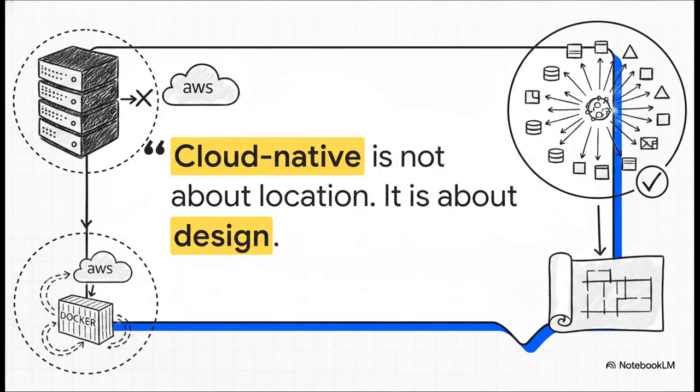Okay, let's dive into this because we really need to clear up a massive misconception right out of the gate. A lot of folks think that just taking an old traditional virtual machine and dragging it over to AWS, or maybe wrapping some legacy code in a Docker container, magically makes an application cloud native. But actually, no. That is just cloud hosted. Being cloud native has absolutely nothing to do with where your app physically lives. It has everything to do with how it's fundamentally engineered from the ground up.